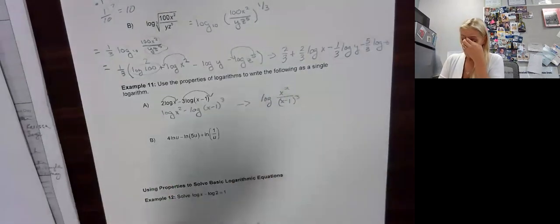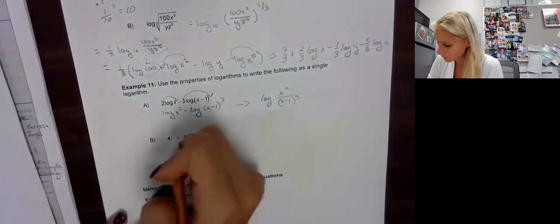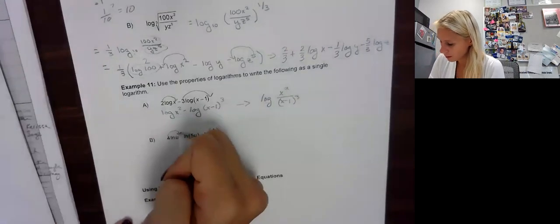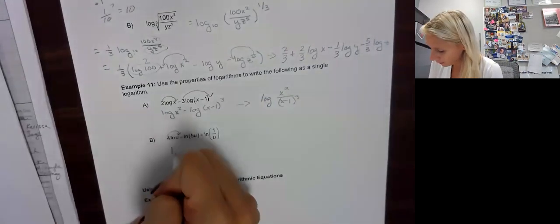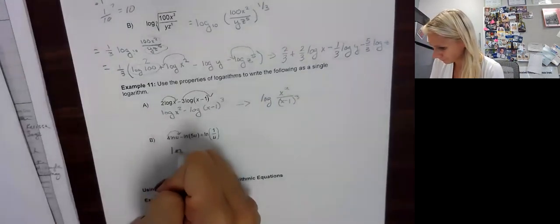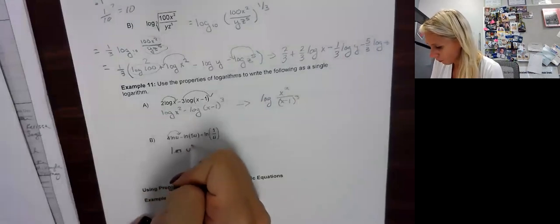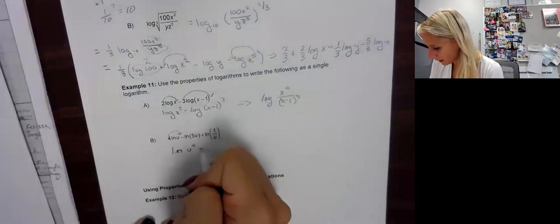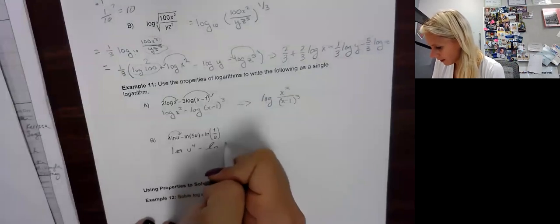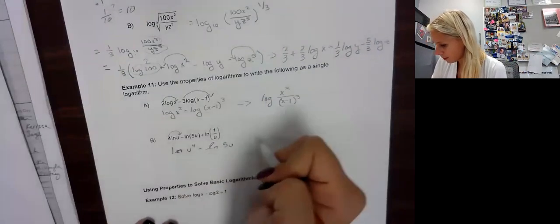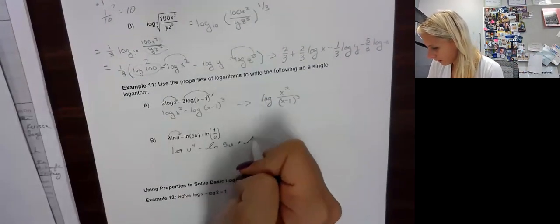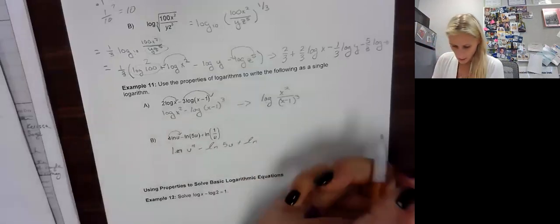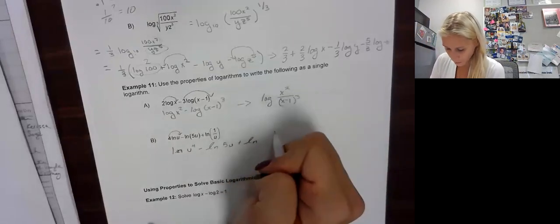Okay, first, move the coefficients to the exponents. So I have ln u to the 4th minus ln 5u plus ln 1/u.